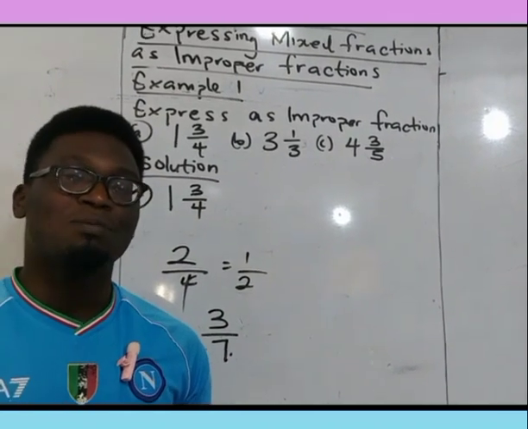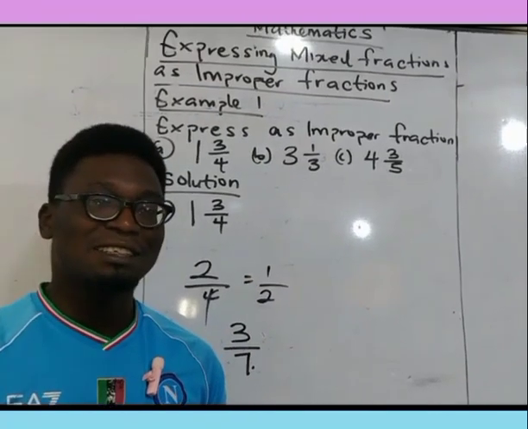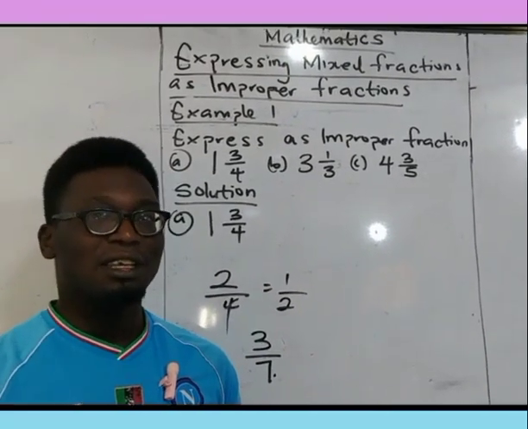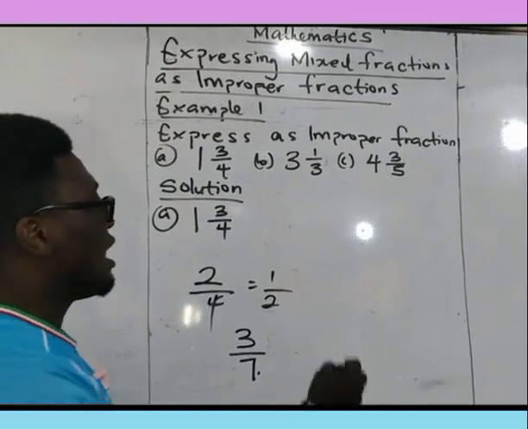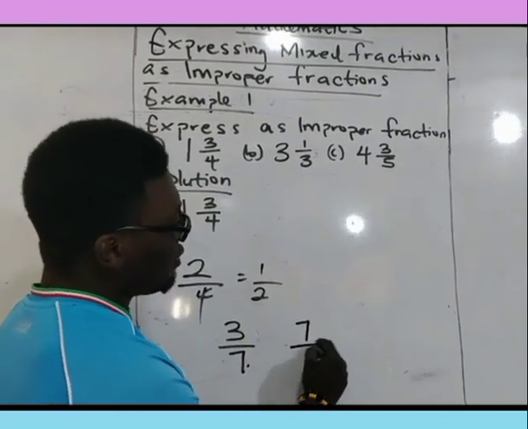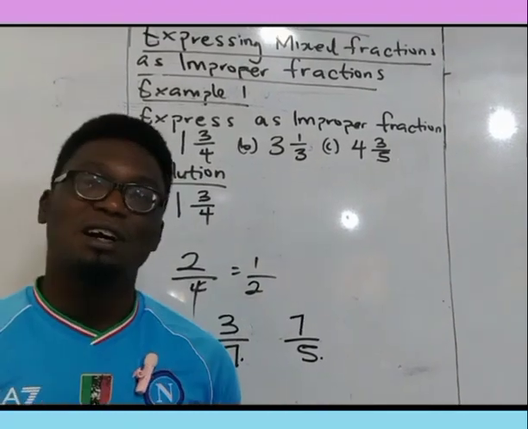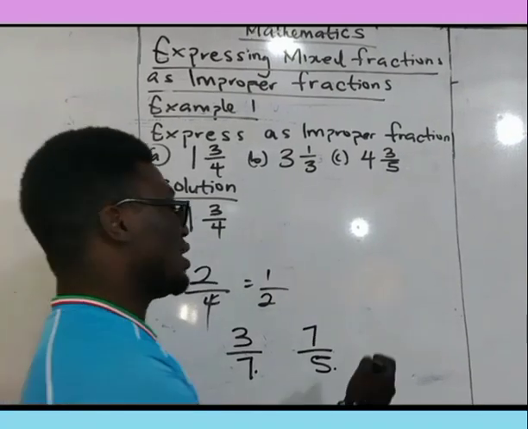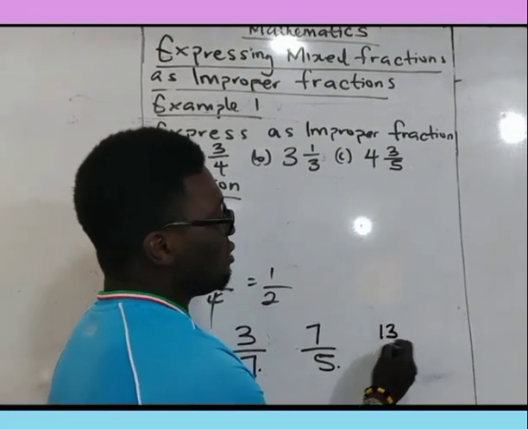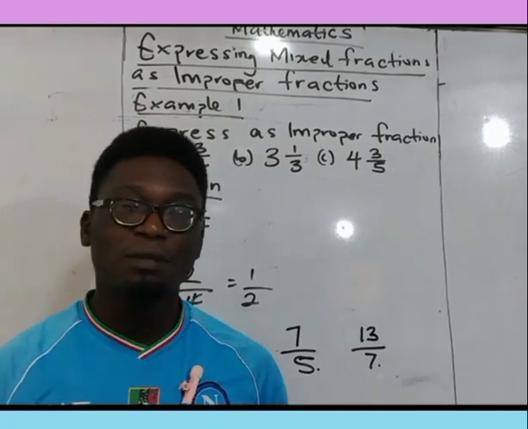Next we have improper fractions, where the numerator is greater than the what? The denominator, where the numerator is greater than the denominator. For example, I have 7 over 5. This is an example of an improper fraction. Another example, let's say 13 over 7. This is also an example of an improper fraction.